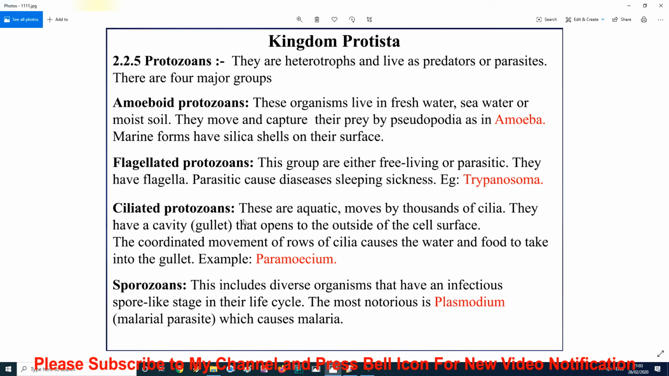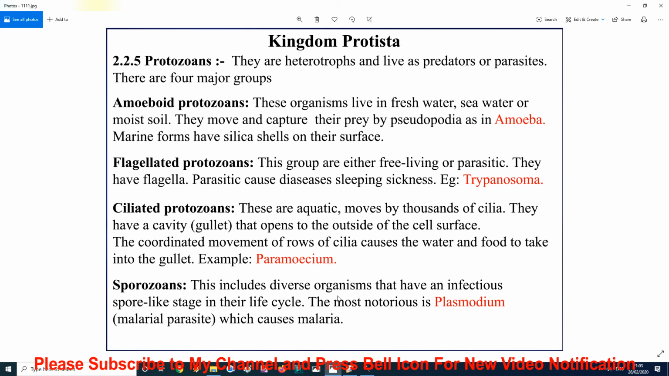Ciliated protozoans are aquatic and move with the help of thousands of cilia. They have a cavity called the gullet that opens to the outside of the cell surface. The coordinated movement of rows of cilia causes water and food to be taken inside the gullet. The gullet is for taking food inside as well as for removing waste material outside. An example is Paramecium.